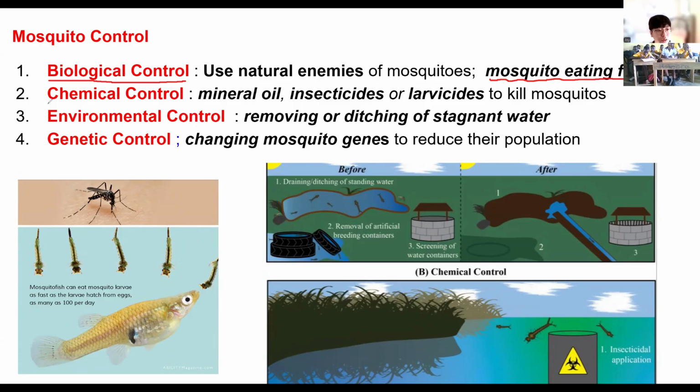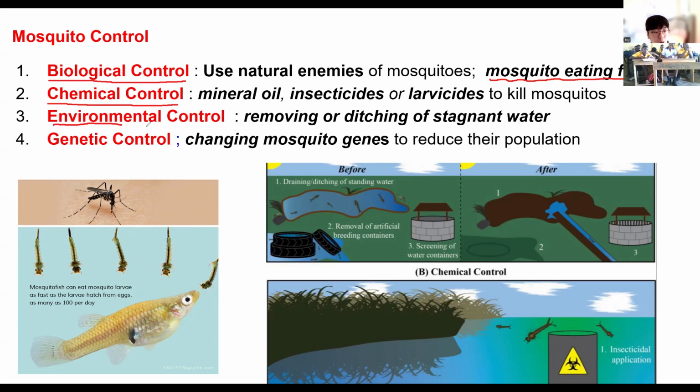Another way is chemical control. You control by chemicals, things like mineral oil, insecticides, or larvicides that kill mosquitoes. All of these are chemicals that kill mosquitoes.